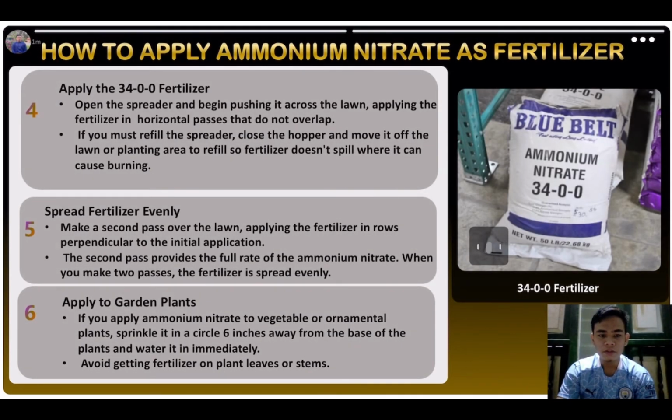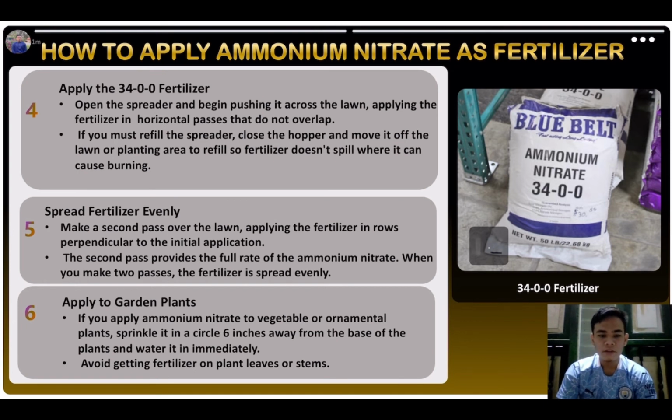The fourth step is to apply the 34-0-0 fertilizer. Open the spreader and begin pushing it across the lawn. Apply the fertilizer in horizontal paths that do not overlap. If you must refill the spreader, close the hopper and move it off the lawn or planting area to refill, so fertilizer doesn't spill where it can cause burning.